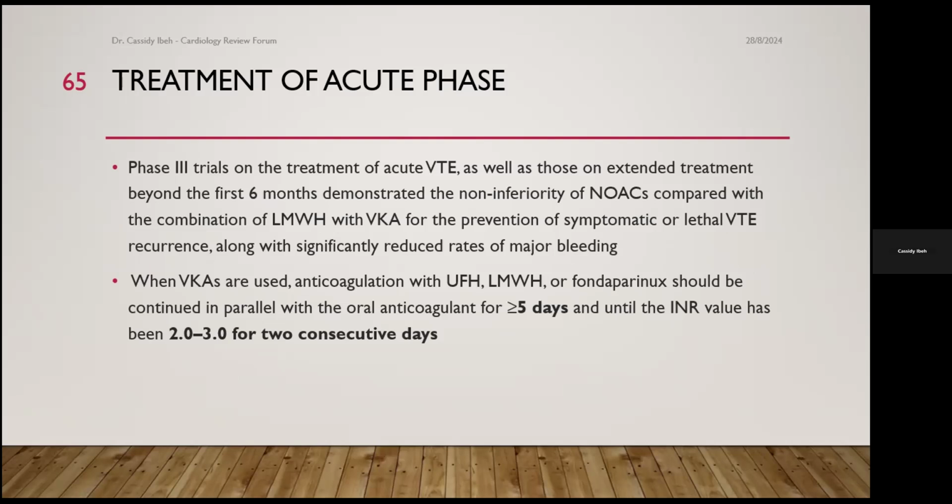Okay. Now, allowing significantly reduced rate of major bleeding. Now, when vitamin K antagonists are used in combination with either low molecular weight heparin or fondaparinux, the heparin should be continued in parallel with the oral anticoagulant, okay, for at least 5 days until the INR is between 2 to 3.